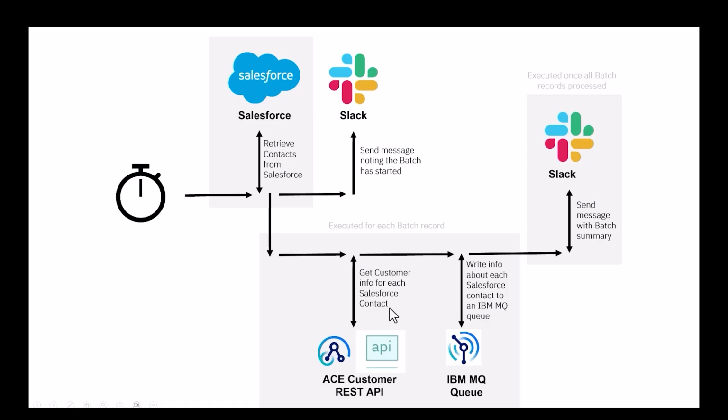For convenience, we're actually using a REST API hosted inside ACE. This isn't particularly relevant, but lets us closely control how fast the API responds to help make this demo a perfect length. Info about each contact is then written to a separate message on a queue. Then at the end of the flow, we write another message to Slack summarizing the results of the whole batch.